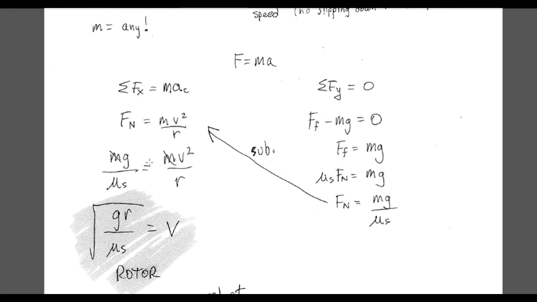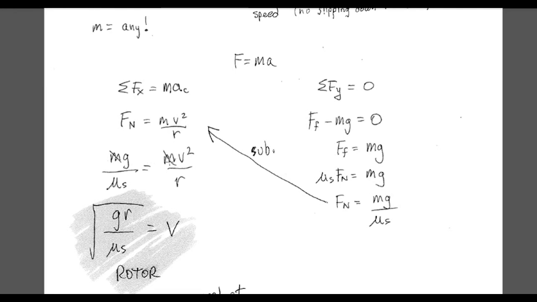What does that mean? It means that the mass is not important. The same minimum speed will cause a light child to stick to the wall, and the same speed will also allow a big heavy person, such as a 250-pound adult, to stick to the wall at the same speed.